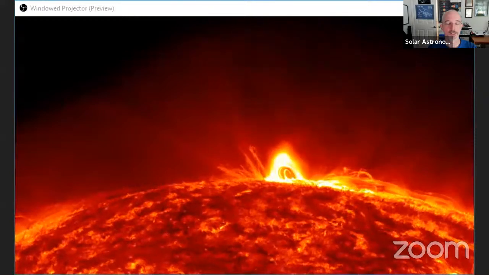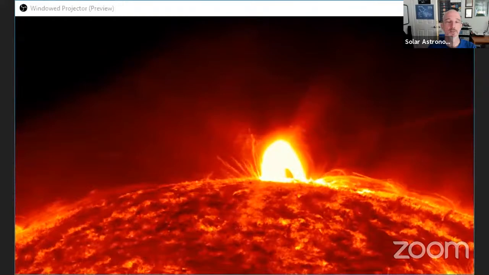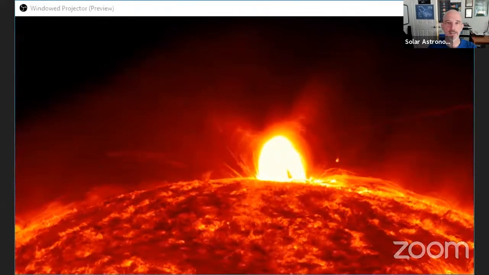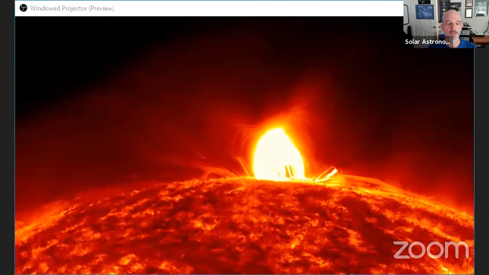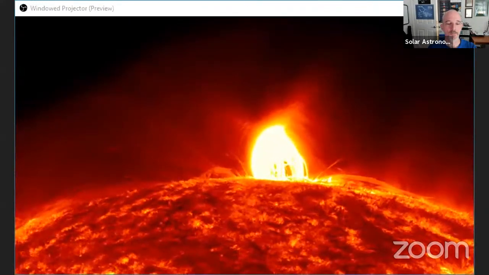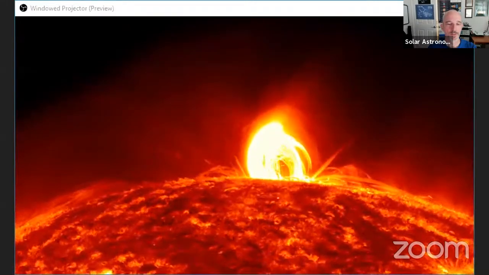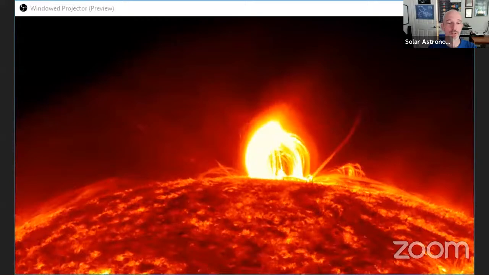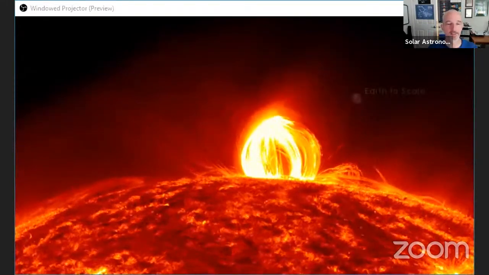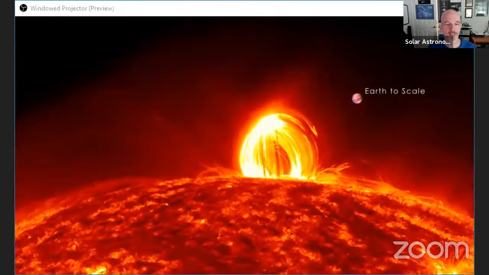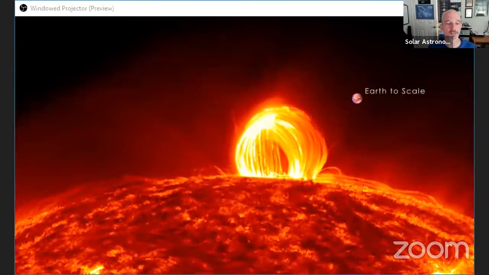You can see something is forming. So there are strong magnetic fields in play, pulling hydrogen plasma, really hot charged gases, away from the sun into a really nice prominence, developing kind of this arc, this loop. And then gravity of the sun ultimately ends up pulling a lot of this material back down, and you get this rain effect. And there's the Earth to scale. The Earth is nothing compared to this structure.